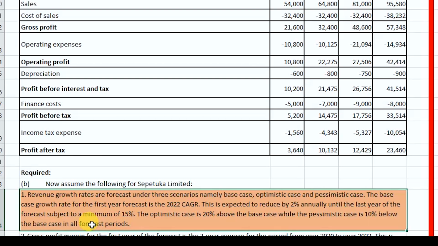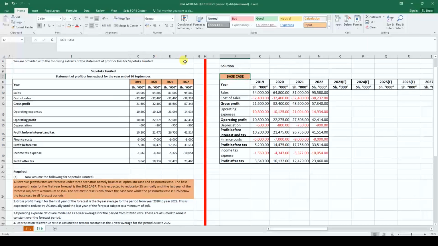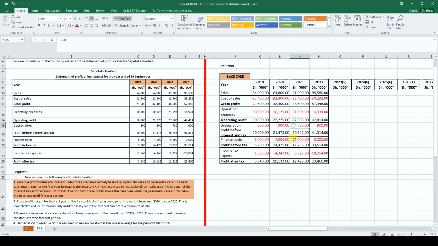So we are first of all beginning with the base case right over here. We can distinguish it over here, and then the optimistic case and the pessimistic case would be worked just down below over here. So let's begin by populating the revenues or the sales. We are informed that the growth rates are forecast under 3 scenarios, namely base, optimistic, pessimistic case.